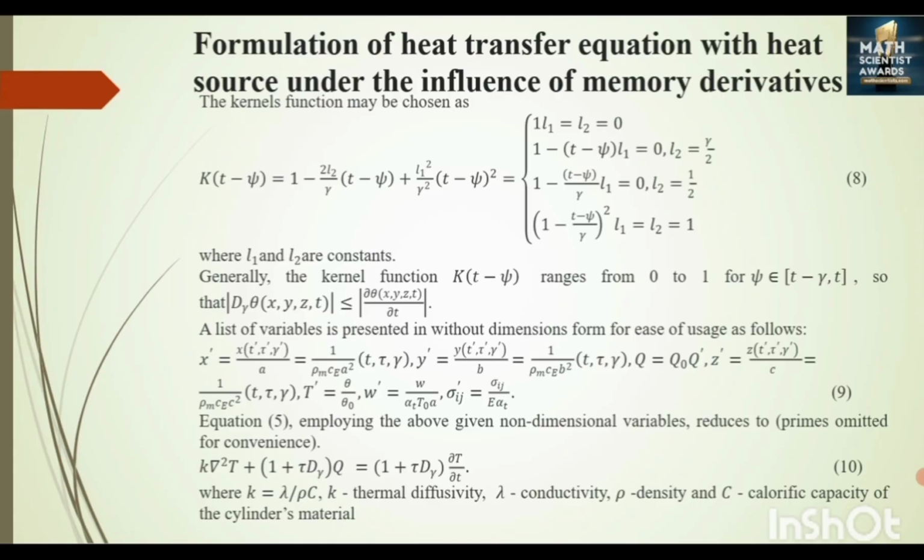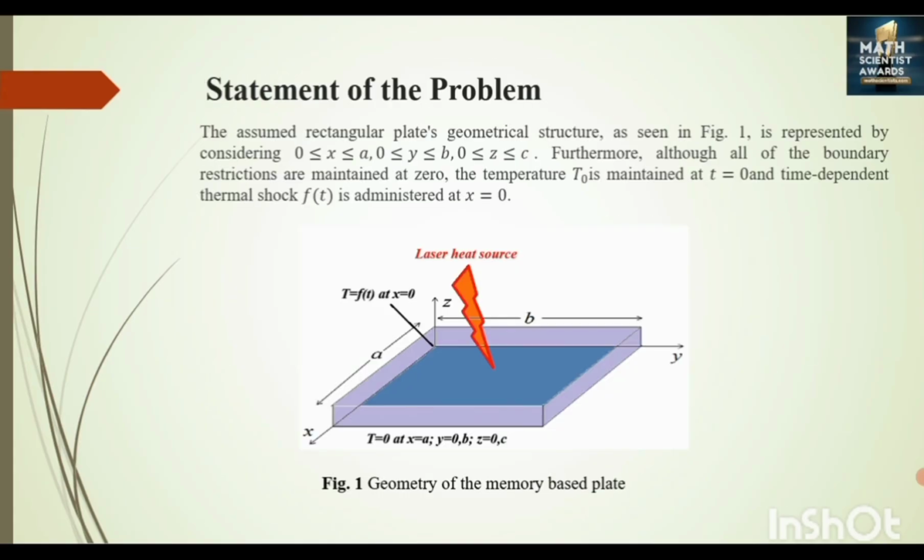And for ease of use, the variables are further presented in dimensionless form in equation number 9. By employing the above dimensionless form in equation 9, equation number 5 is reduced to equation number 10, where k is the thermal diffusivity, lambda is the conductivity, and rho is the material density.